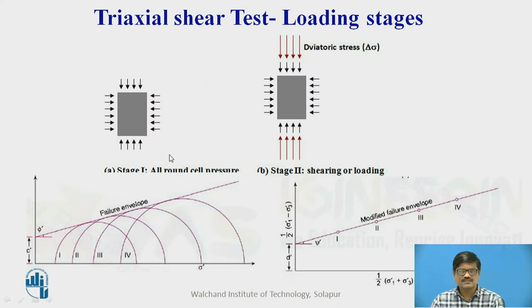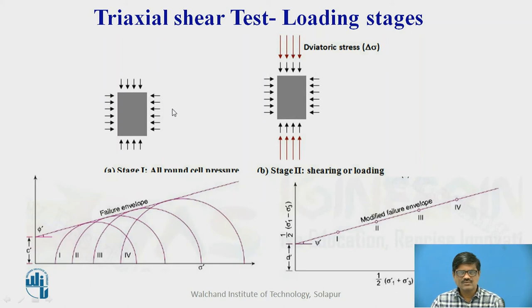This concept is explained here. The first stage is all round pressure, as we have seen in the previous slide. A soil sample is subjected to all round pressure, and then we apply the deviatoric stress, an additional vertical stress. And then at one particular value, the soil sample fails.